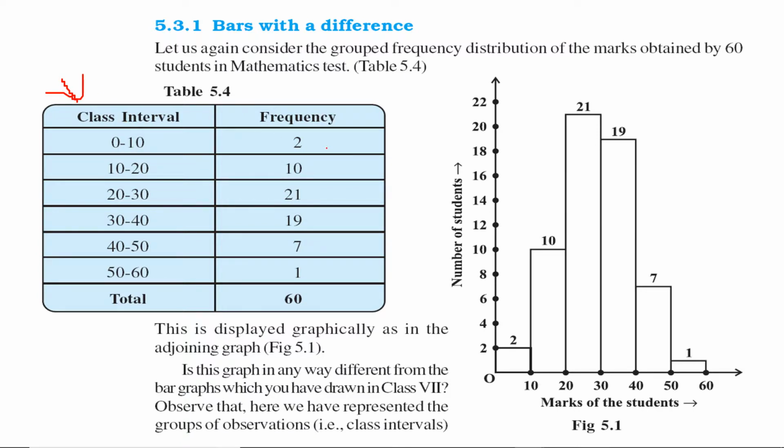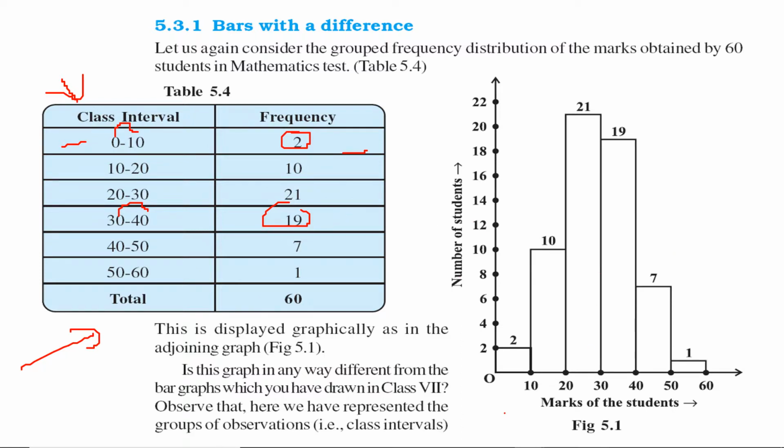Say we have certain marks, right? We have marks which are obtained by, say, 62 students in mathematics class. So we have 0 to 10. So the number of students who have secured marks between 0 to 9, they are 2, between 30 to 40, 90 like this. Now this can be shown in a graph. This can be displayed graphically.